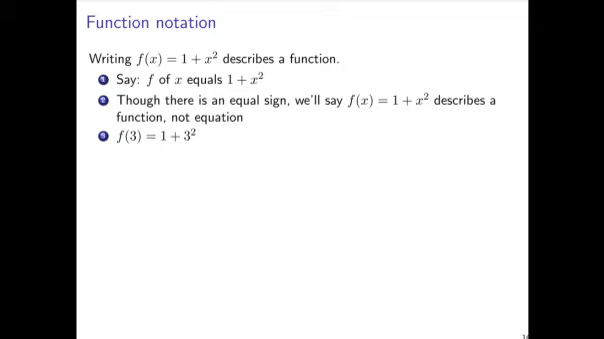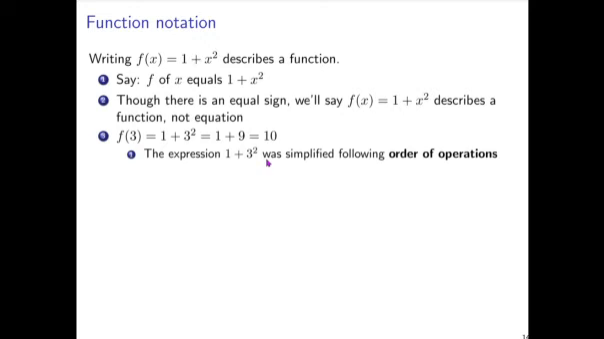So you take a look up at f of x equals 1 plus x squared. We just replace every x with a 3. And then we can simplify this using the order of operations. 1 plus 9, 10. The expression 1 plus 3 squared was simplified, as I just mentioned, using the order of operations. In summary, if we skip the work, just from the content to the left of the first equal sign and the content to the right of the last equal sign, f of 3 equals 10.